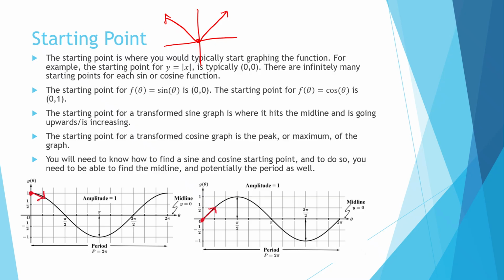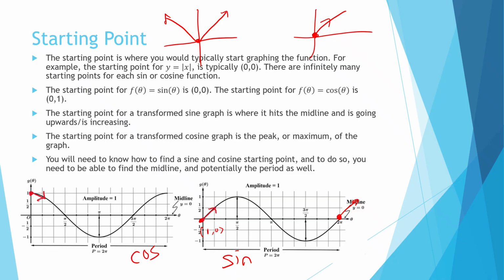So typically though, for sine, so let's take a look. Here we have sine and here we have cosine. We'll do sine first. So the sine starting point is going to be at 0, 0. And this is because for sine, it needs to be at the midline and it needs to be going up. So 2 pi comma 0 would also work as well. But as long as it's on the midline going up, that's all that matters for a sine starting point.